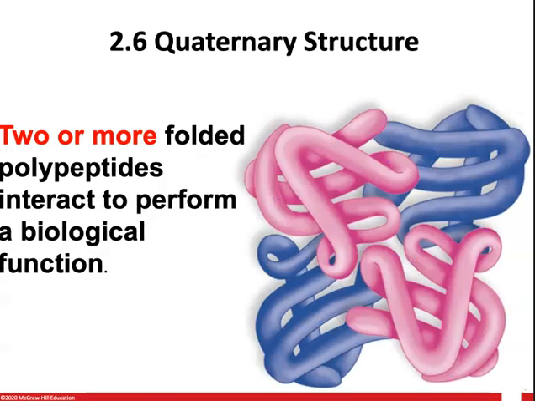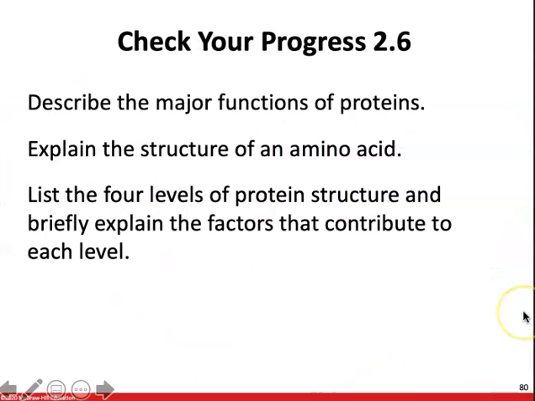The last structure we're going to talk about is the quaternary structure. The quaternary structure is when we have two or more folded polypeptides that interact to form a biological function. So in this case, we have a polypeptide here, here, here, and here. These are all different polypeptides that are all interacting together to form a very large protein. Hemoglobin is a great example of a quaternary structure, an enzyme that's made up of multiple polypeptides.